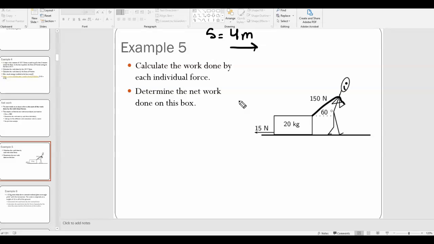There are 4 forces acting on this box, and you should definitely be able to figure out those 4 forces on your own. We're asked to calculate the work done by each individual force and then determine the net work done on the box. So you should have 5 answers for example 5. I want you to pause it here and try to do example 5 on your own.